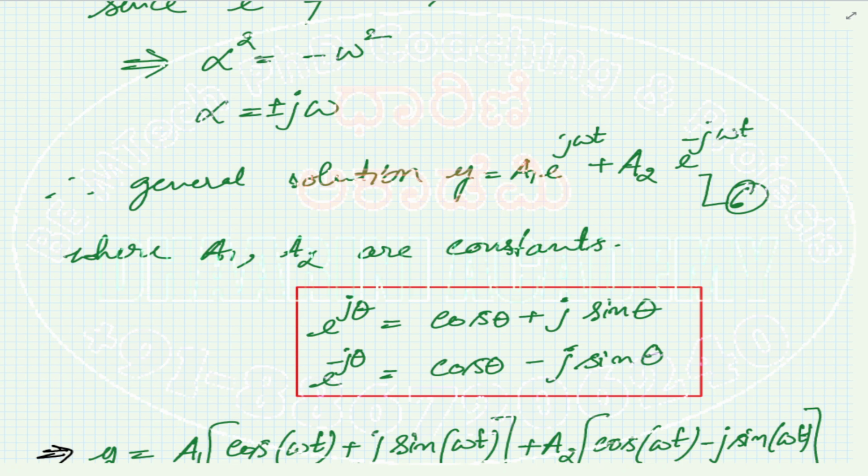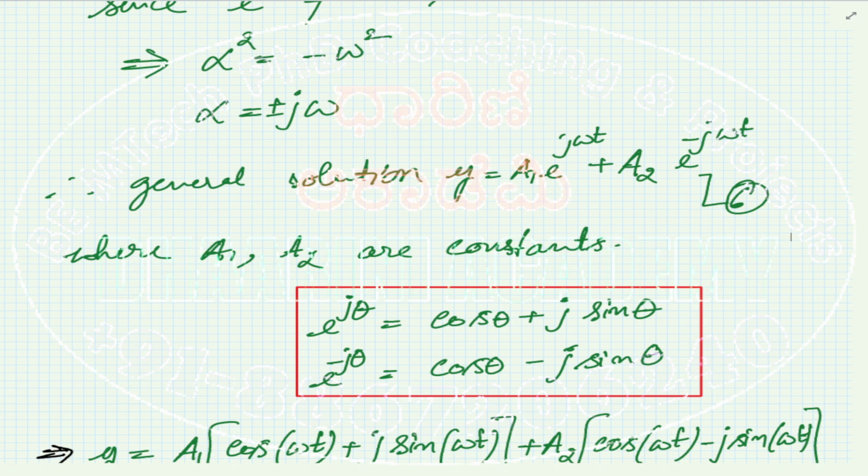Okay. Now, in order to simplify the equation, which looks pretty complicated, a1 and a2 are constants, and the general solution can be directly written as y is equal to a1 e to the power j omega t plus a2 e to the power minus j into omega t. So the values a1 and a2 are constants.